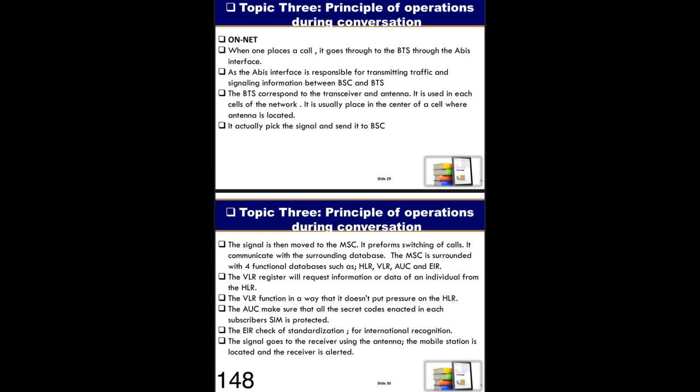The AUC makes sure that all the secret codes enacted in each subscriber's SIM are protected. The EIR checks standardization for international recognition. The signal goes to the receiver using the antenna. The mobile station is located and the receiver is alerted.